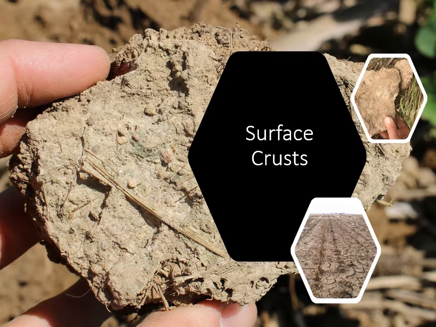Next, we're going to look at surface crusts. Surface crusts form when soils are basically overworked and left bare and exposed to the elements. That's when we start to see surface crusts occurring. They reduce emergence of our crops, they increase the risk of ponding and runoff, and they definitely decrease infiltration.